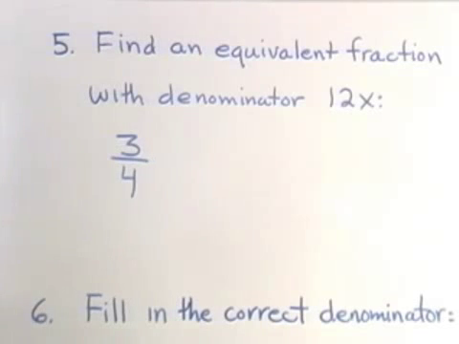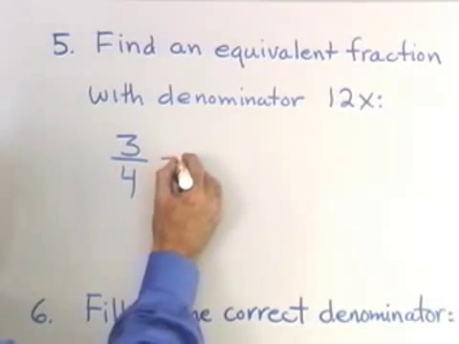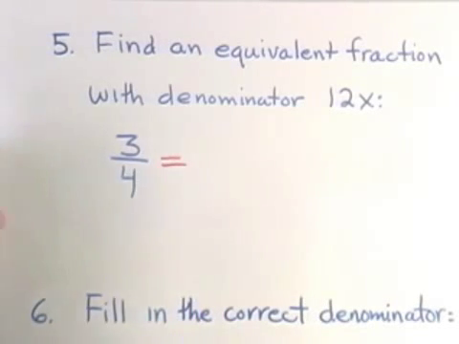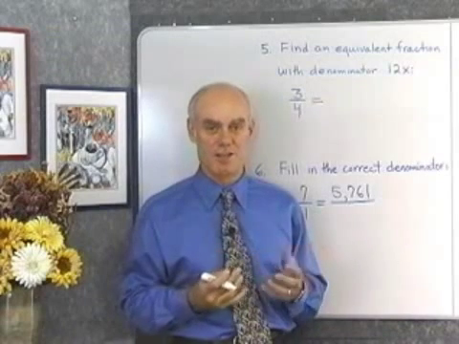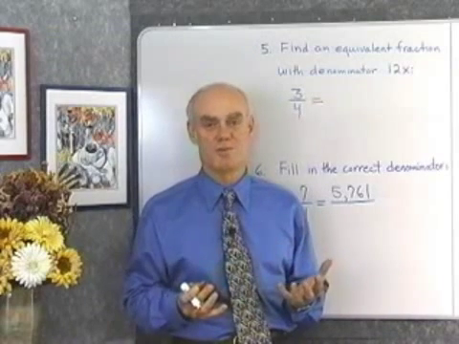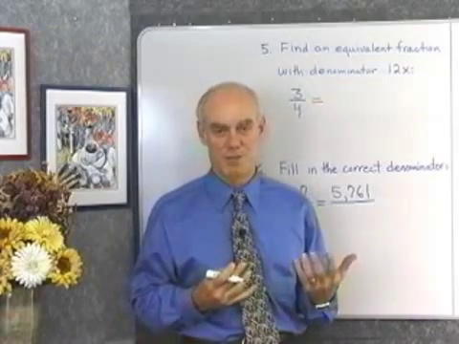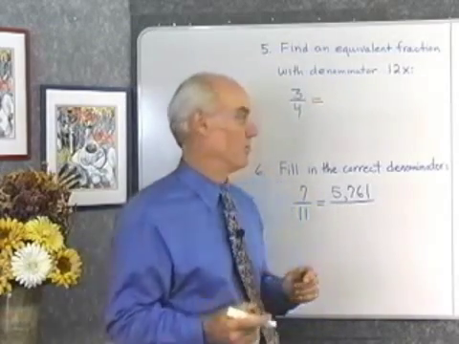Find an equivalent fraction with a denominator of 12x. Now, if you are taking this class out of the basic math book, you'll notice that we haven't worked with variables yet in basic math. It's still a good idea to watch these examples because the principles that we're using are the same. But this kind of problem is the kind of problem that you'll only find in the pre-algebra book.